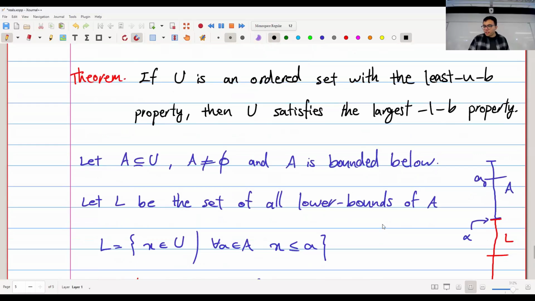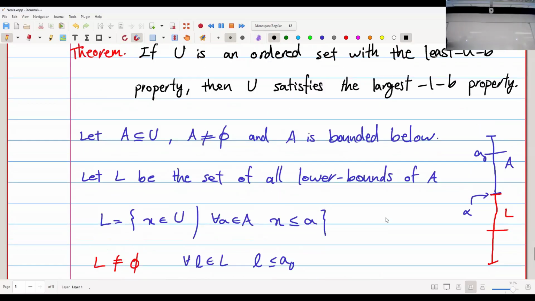What did I want to prove? I wanted to prove that L has a maximum element, right? Because I wanted to say that this set A, my original set A, has a largest lower bound. But L was the set of all lower bounds, so I just wanted to say that L has a maximum element. But I've just shown that the supremum of L is a member of L. So this supremum of L is, of course, a maximum element of L. So L has a maximum element, and that maximum element is, of course, by definition, the infimum of A.